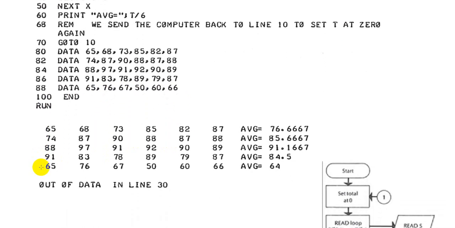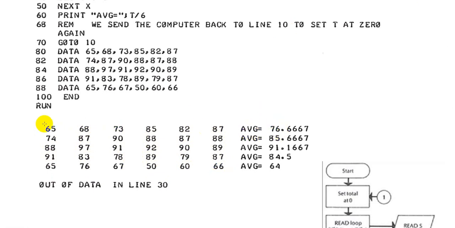The execution of the entire implementation, the finalized results, will be as follows. The following values appear after the source program implementation is written: 60, 65, 74, 88, 91, 65, 68, 87, 97, 83, 76, 73, 90, 91, 78, 67, 85, 88, 92, 89, 50, 82, 87, 90, 79, 60, 87, 88, 89, 87, 87, and 66.